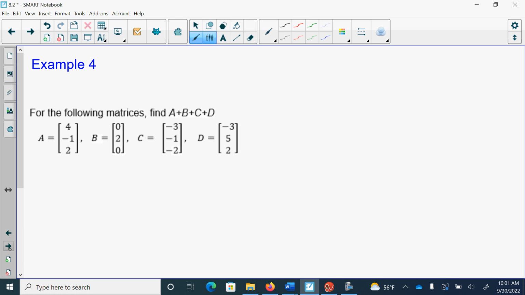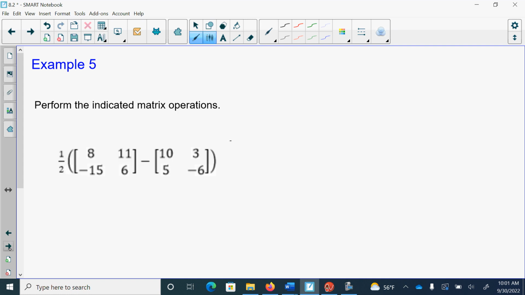If I ask you to find A plus B plus C plus D, could you do it? So to find A plus B, you take 4 plus 0 plus negative 3 plus negative 3, add those all together, and you get negative 2, right? 1, 2, 1, 5, and you get 2, 0, negative 2, 2, and you get. This is not hard, right? I can do fast.